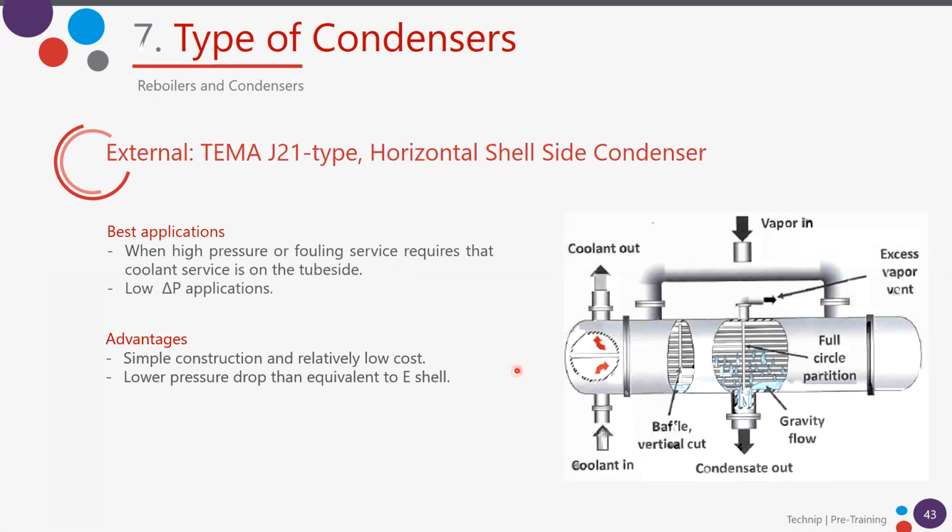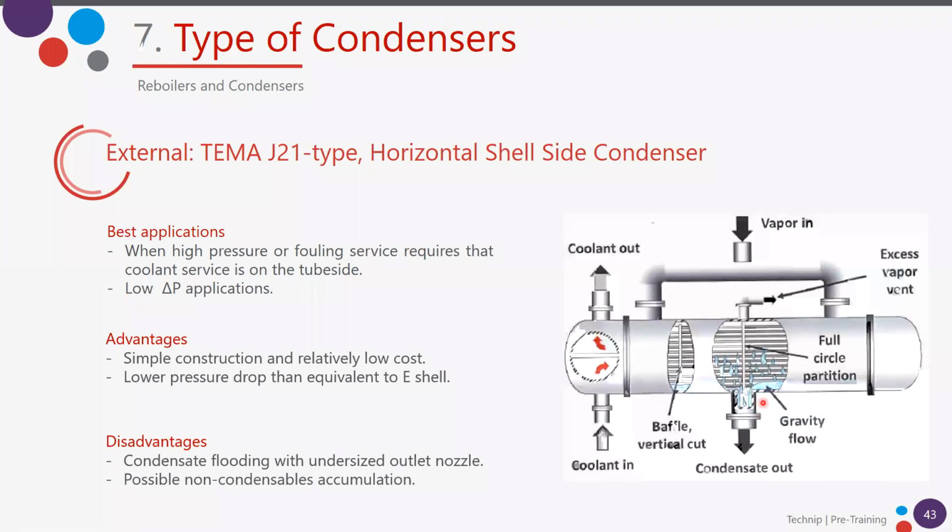The main advantages are the simple construction and relatively low cost, and also a lower pressure drop than the equivalent E-shell. And the disadvantage is condensate flooding with an undersized outlet nozzle. So we have to keep in mind that we do not want a flooding nozzle. This nozzle will be designed with sufficient diameter to avoid flooding here.